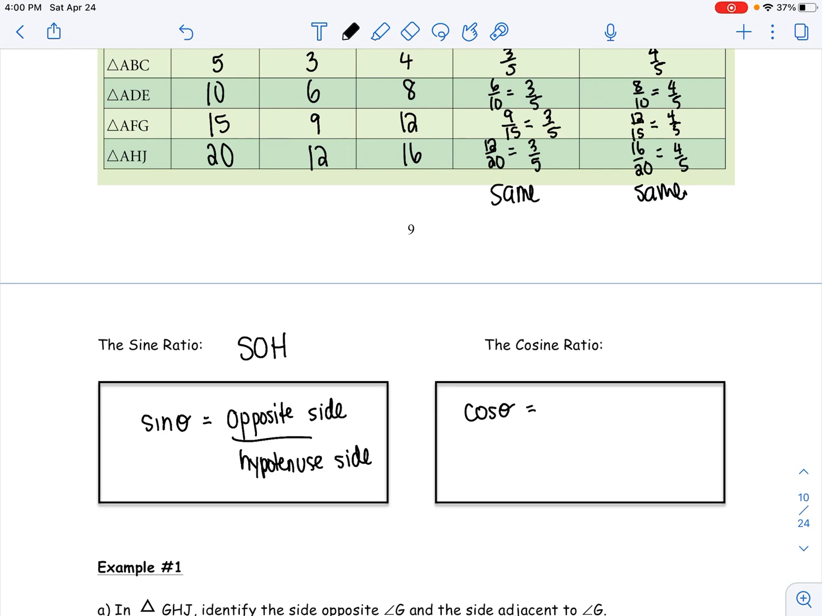And our cos theta is always equal to, we use CA. So we'll have SO, CA, and then our last one, TOA, which we previously learned, helps us remember this, is our adjacent side divided by our hypotenuse side.